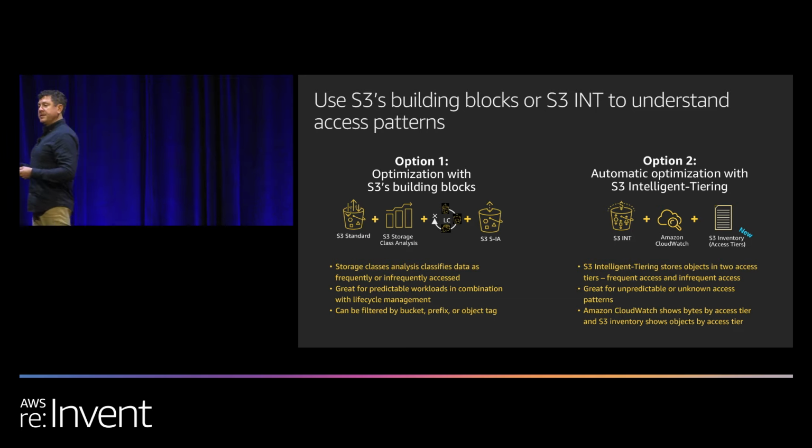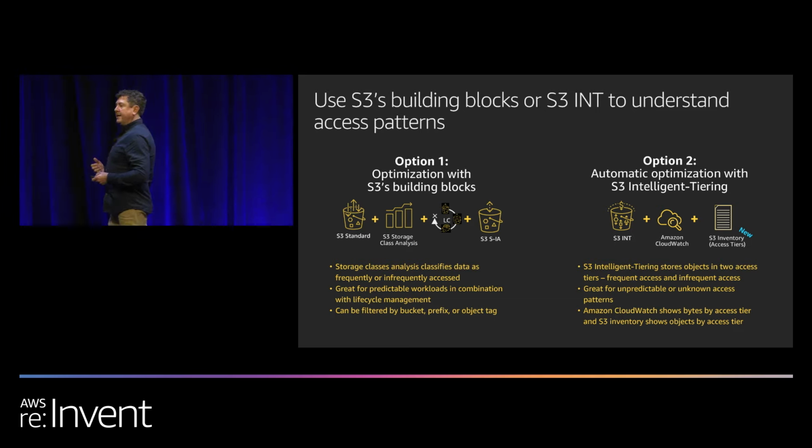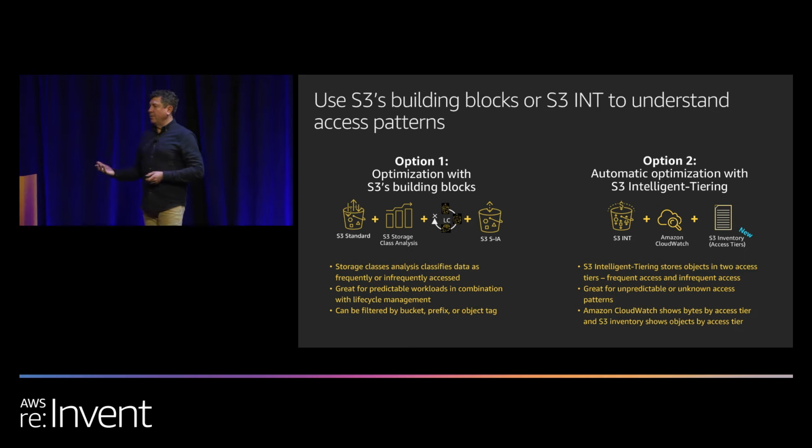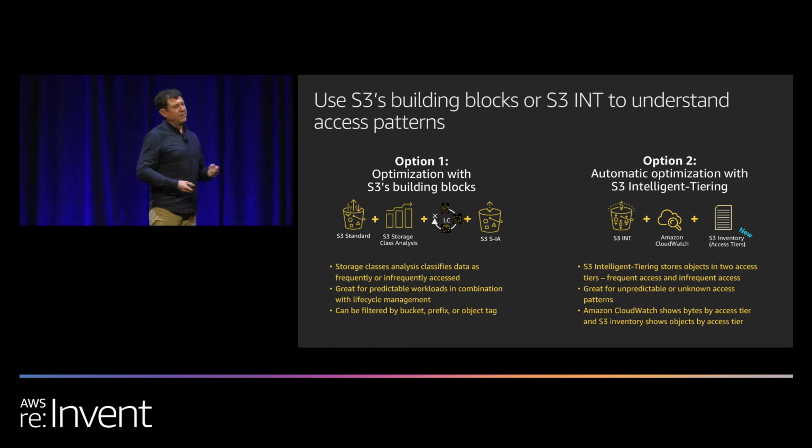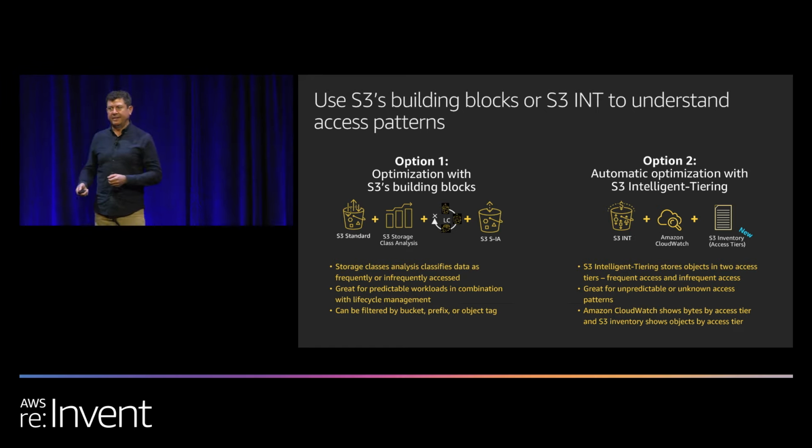And then most recently, earlier this year, we added reporting on the S3 inventory reports. So you can get an S3 inventory report once a day that will give you a listing of all your objects in that bucket and will let you know which tier inside of Intelligent-Tiering that object is being stored in. Is it in the frequent access tier or is it in the infrequent access tier?